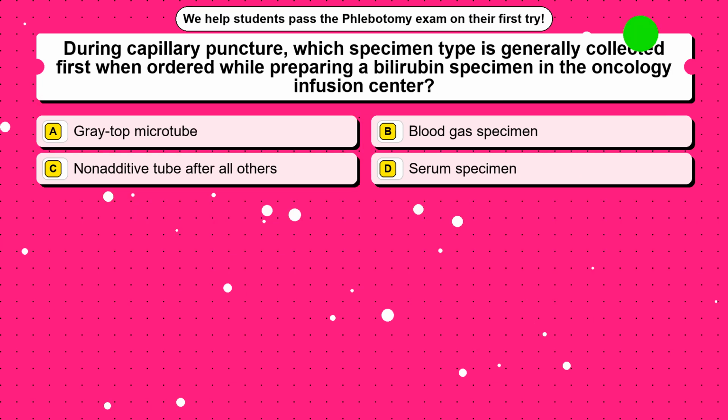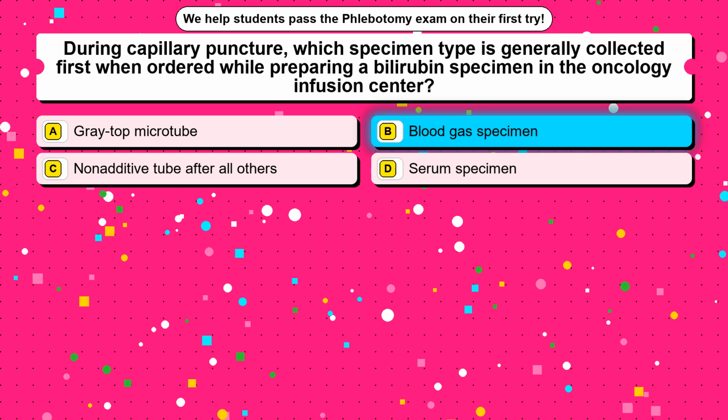Question 23. During capillary puncture, which specimen type is generally collected first when ordered while preparing a bilirubin specimen in the Oncology Infusion Center? Option A. Gray top microtube. Option B. Blood gas specimen. Option C. Non-additive tube after all others. Option D. Serum specimen.